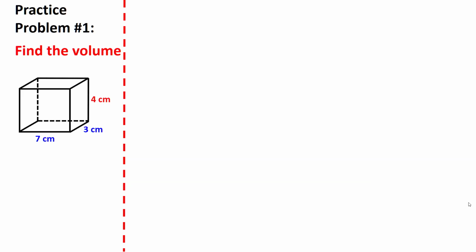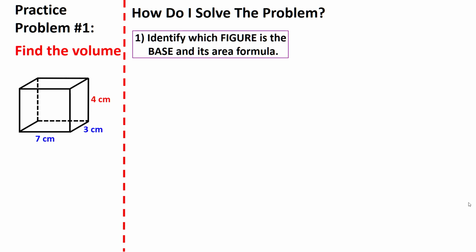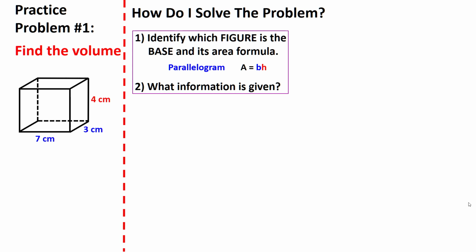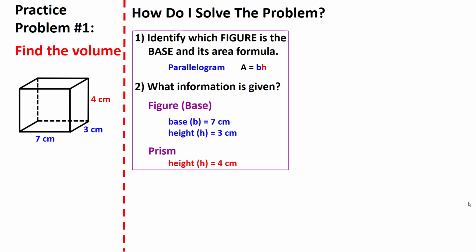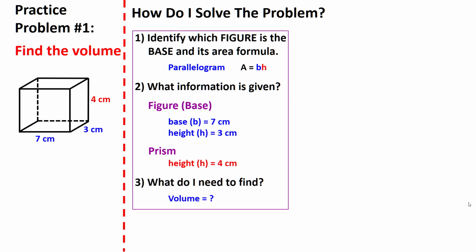Problem number 1. Find the volume. How do I solve the problem? First, I identify which figure is the base and its formula. For this prism, the base is a parallelogram, so the area is base times height. 2. What information is given? For the figure of the base is 7 and the height is 3. The height of the prism is 4. What do I need to find? The volume.